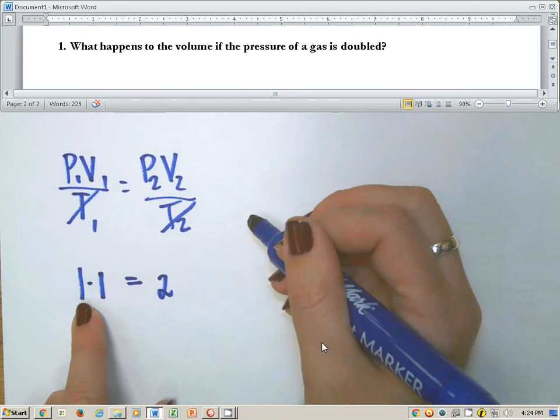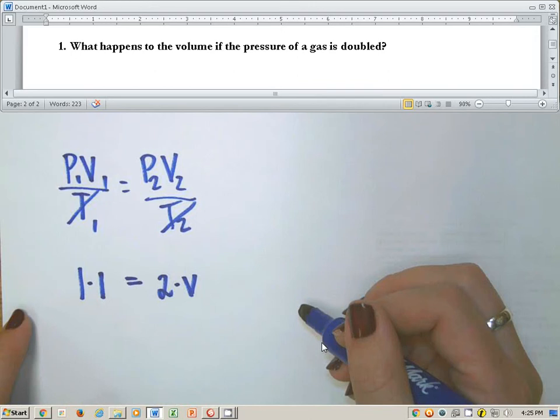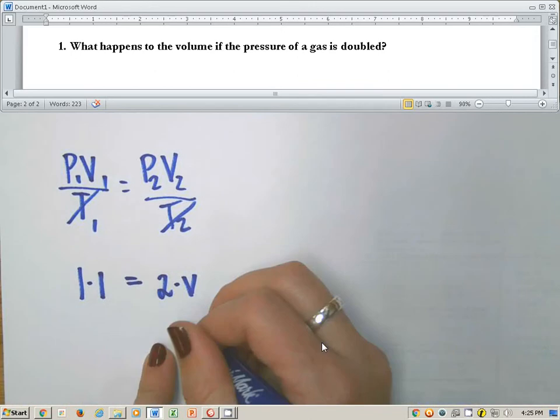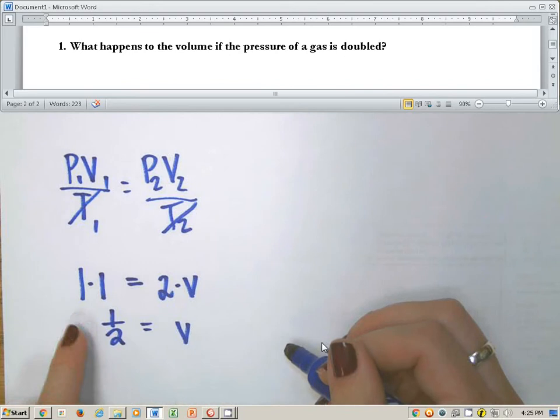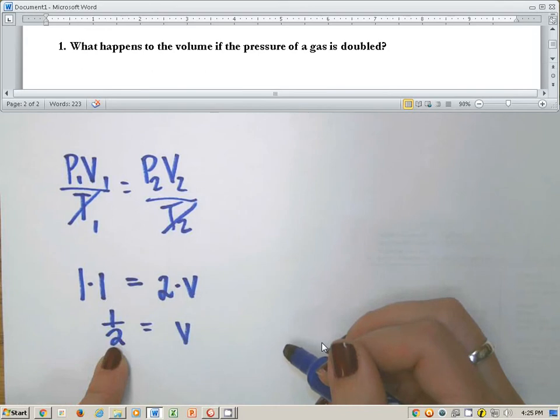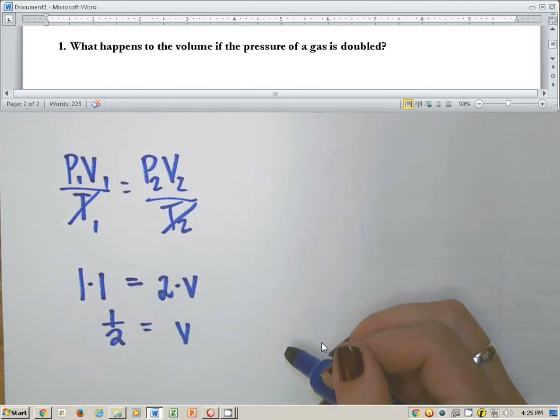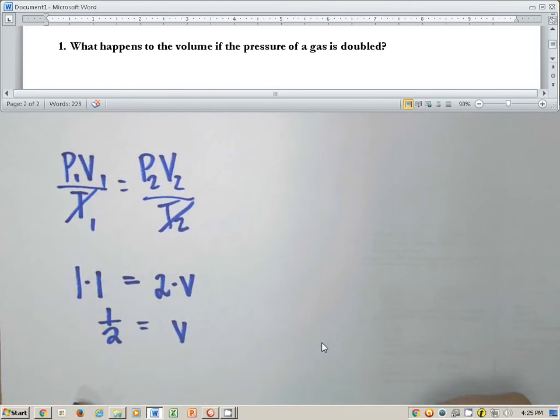Well, 1 times 1 is 1. And so to solve for V, I end up with 1/2. So my volume from before would have gone from 1 to 1/2. The answer in this case is that the volume would be cut by half, or reduced by 1/2, divided by 2, whatever matches up with the answer choice that's listed there. Okay, you can choose other numbers. You don't have to choose 1, but you have to make it something that works out. I recommend easy things.